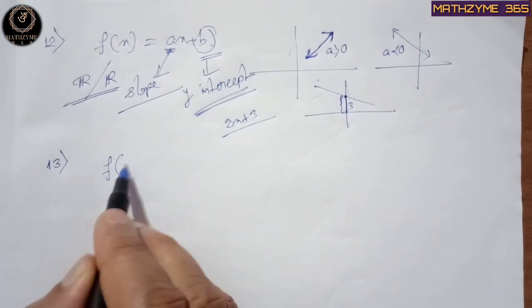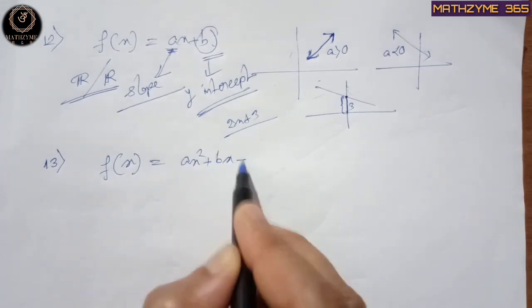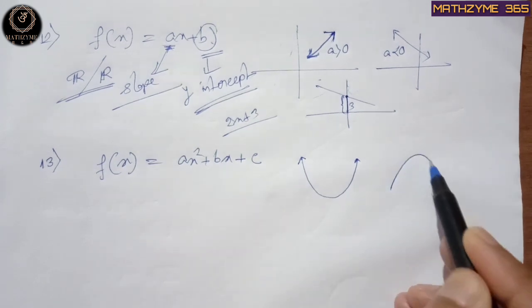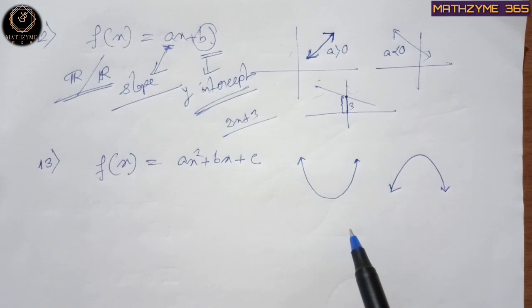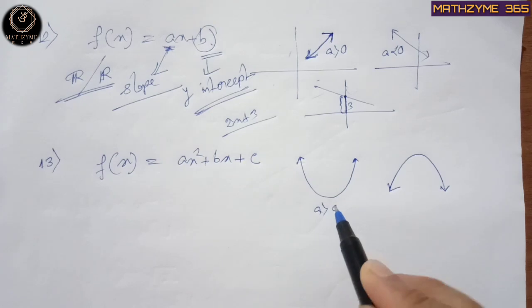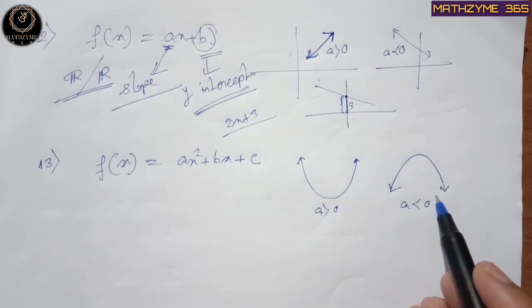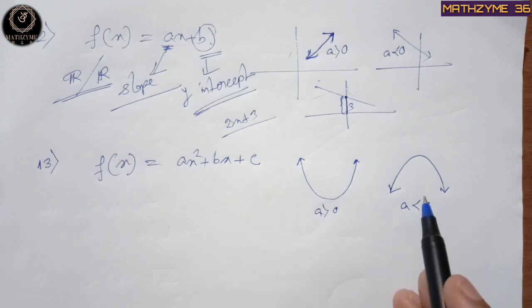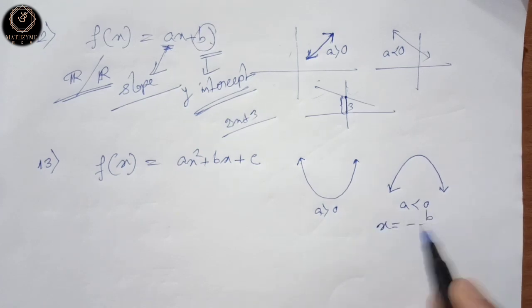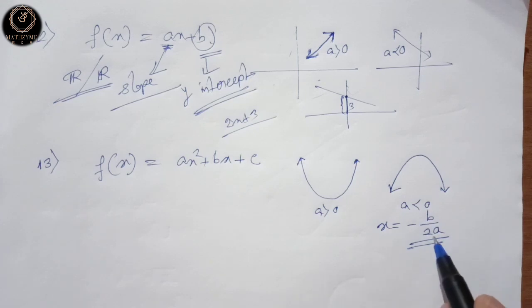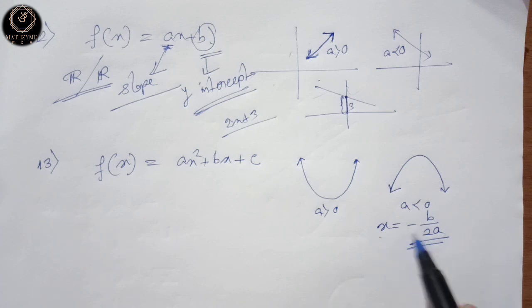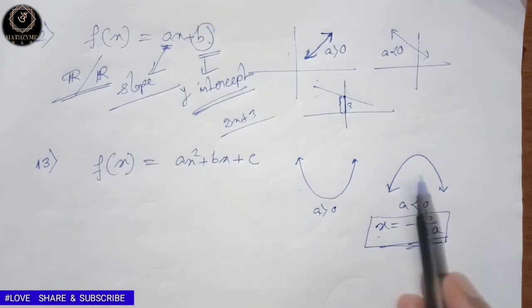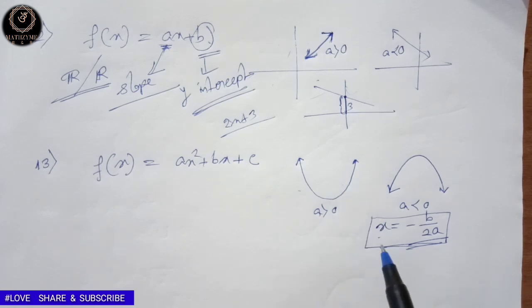Now, next, if we have a quadratic function, that is f(x) = ax² + bx + c, here the graph is either of this parabola form or this pattern. Both represent a parabolic graph. This pattern is formed when a is greater than 0, and when a is less than 0, you can find this pattern. Also note that both graphs are symmetric about the line x = −b/2a. We can draw the line x = −b/2a, a straight line, and both parabolic graphs are symmetric about this particular line.